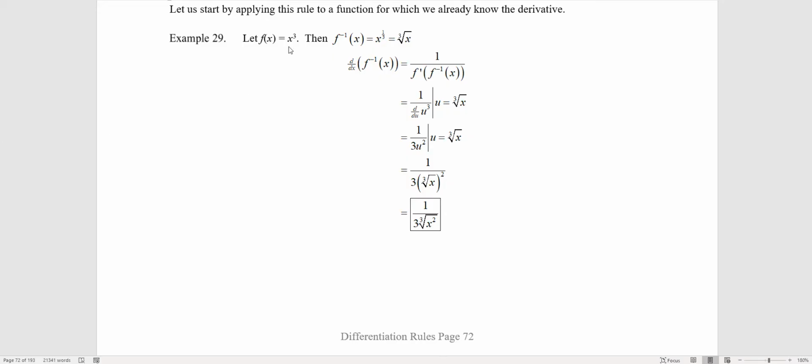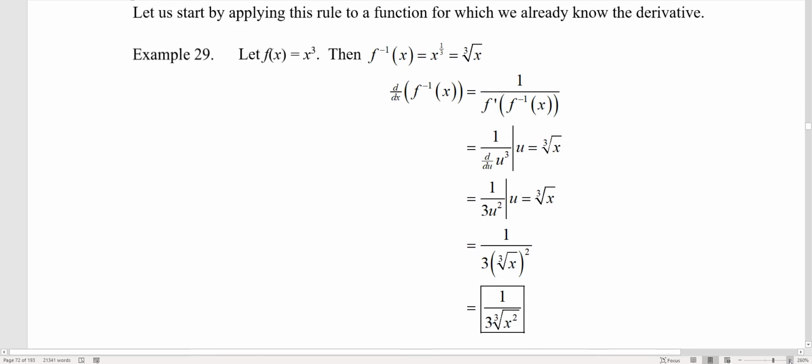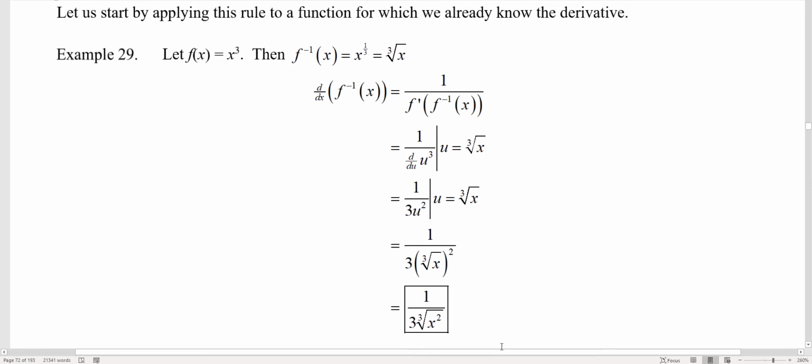So let's apply this rule where we already know the derivative of a function a different way. So for example, let's look at this one right here. If f of x is x to the third, then f inverse of x is x to the 1/3, or the cube root of x. According to the rule that we just derived, the derivative of f inverse, the derivative of x to the 1/3, is 1 over f prime evaluated at f inverse. In other words, f of x is u to the third, x to the third.